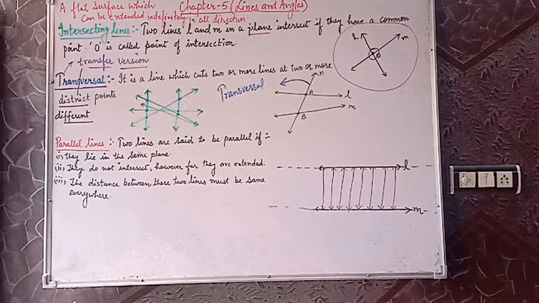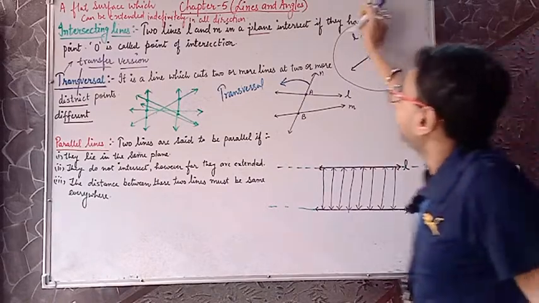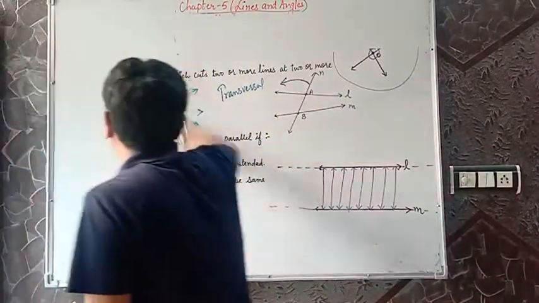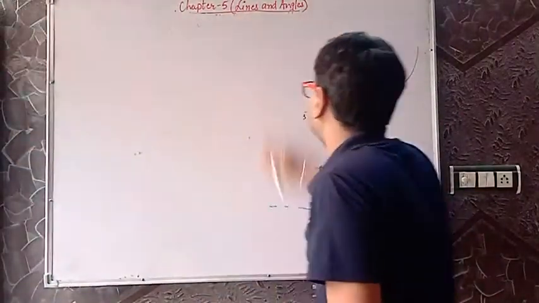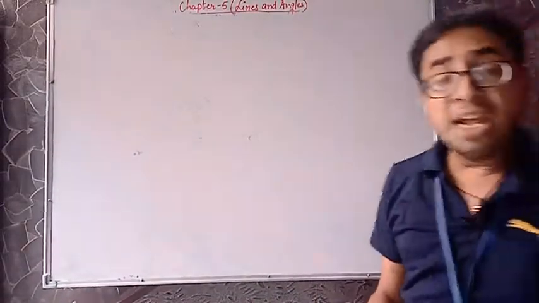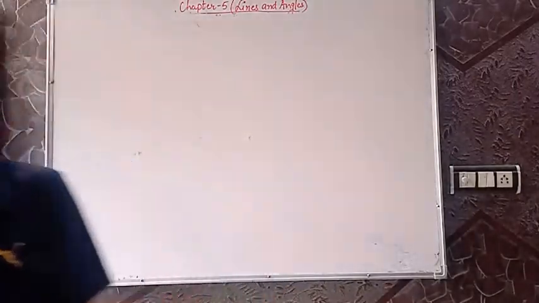Are we clear? So now let's see, if two parallel lines are cut by a transversal, what will happen? We have to see that if we cut two parallel lines by a transversal, what will happen in that case?